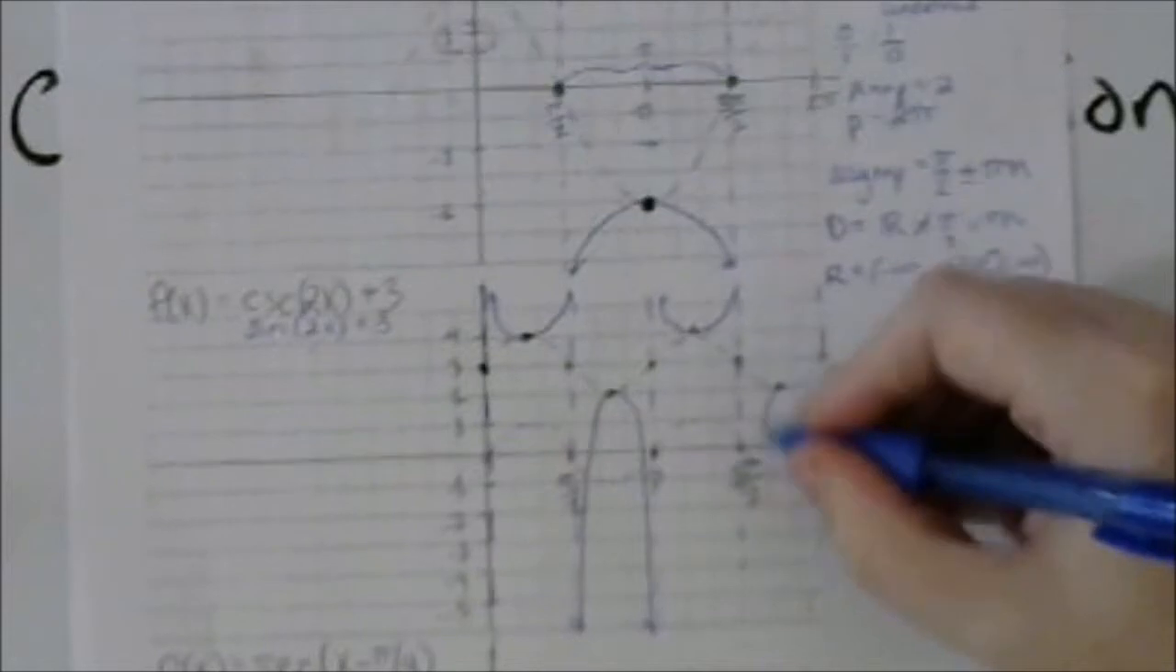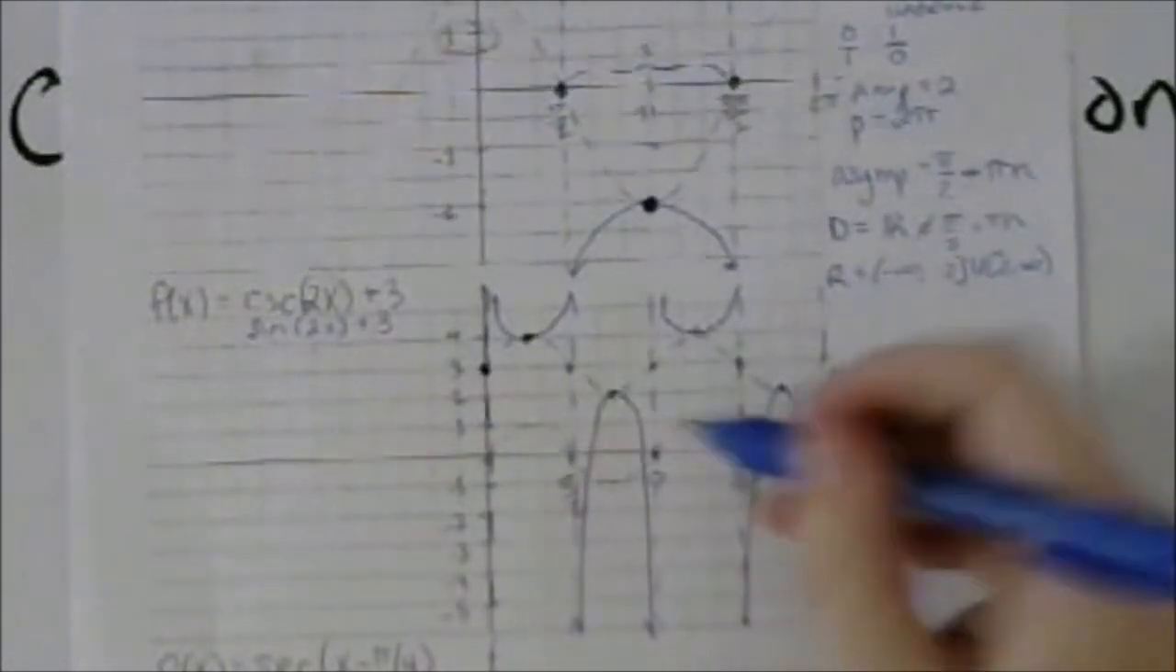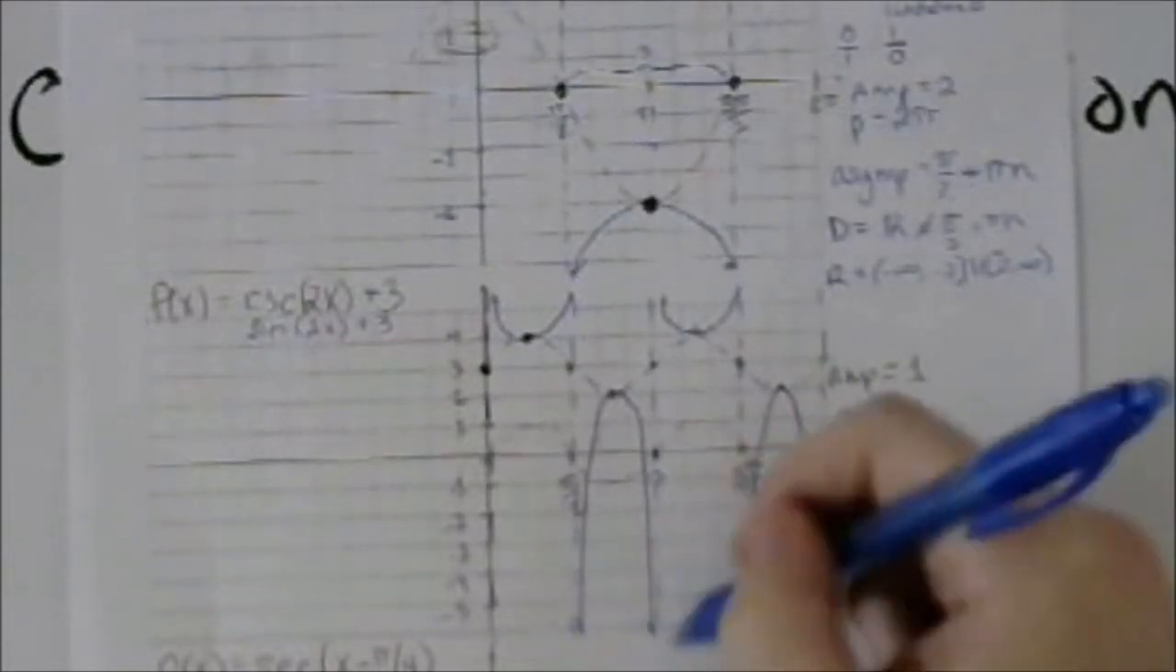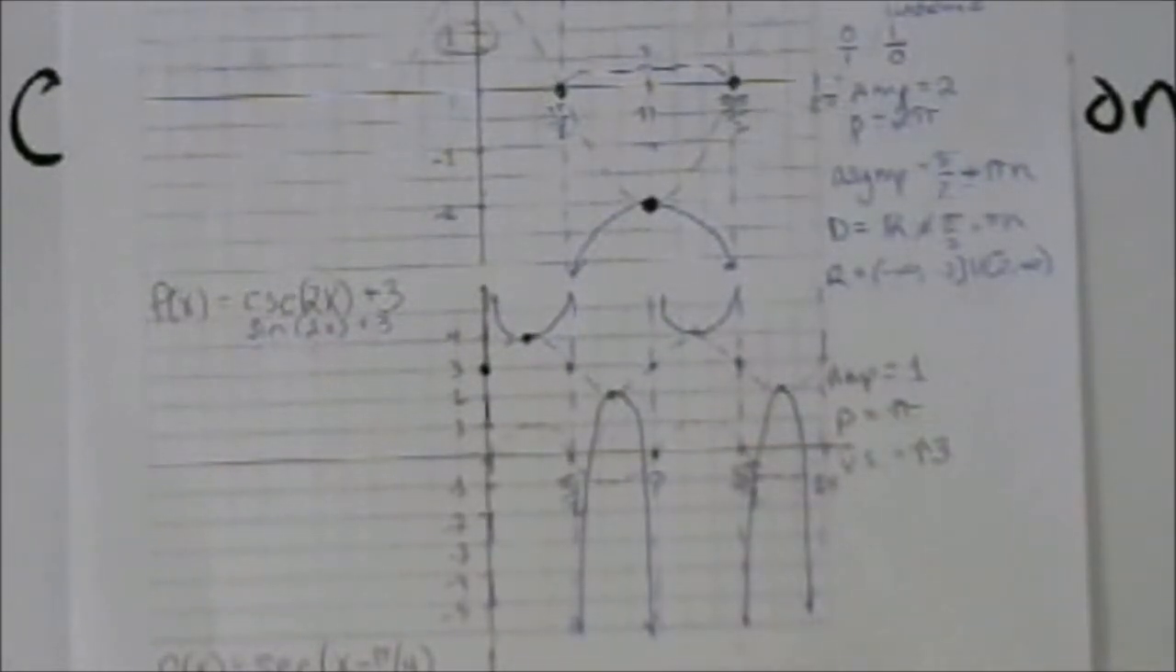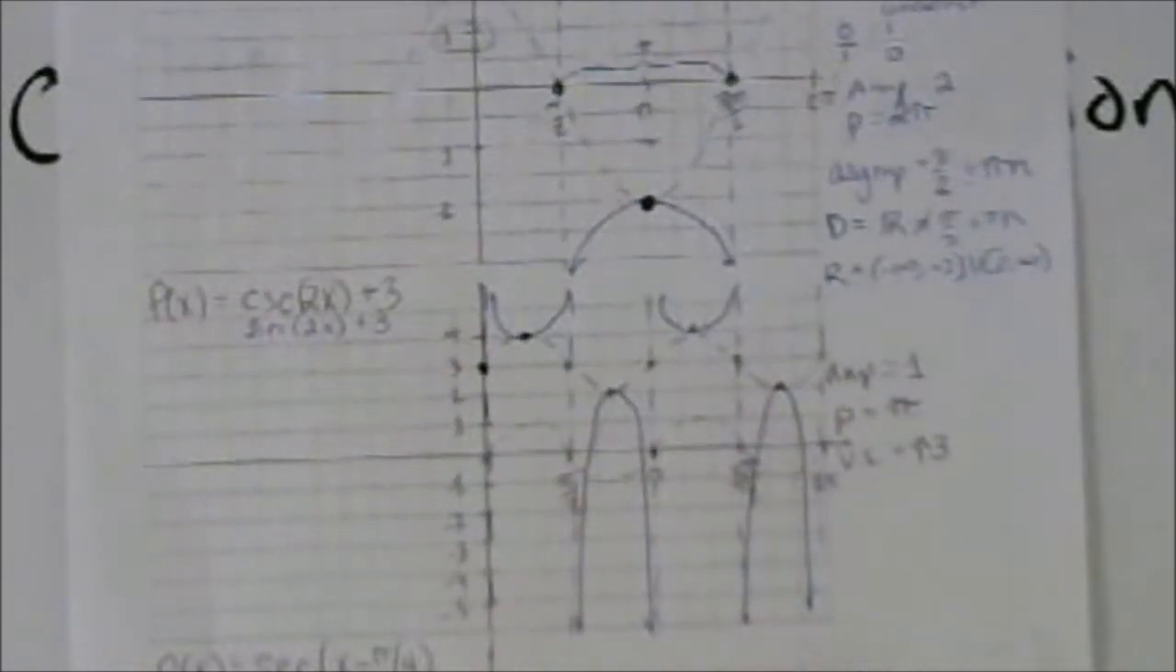Notice, even as I draw these, I'm not crossing my asymptote. It's very critical that we keep this narrow in the channel and do not exceed the boundaries of the asymptote. Here is my completed graph of cosecant 2x plus 3.